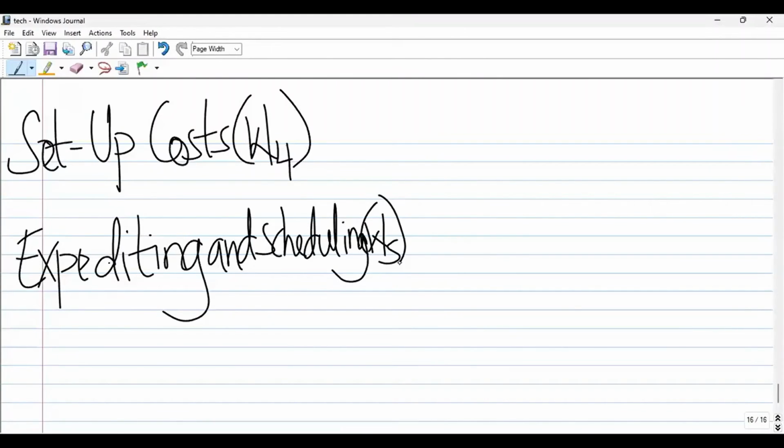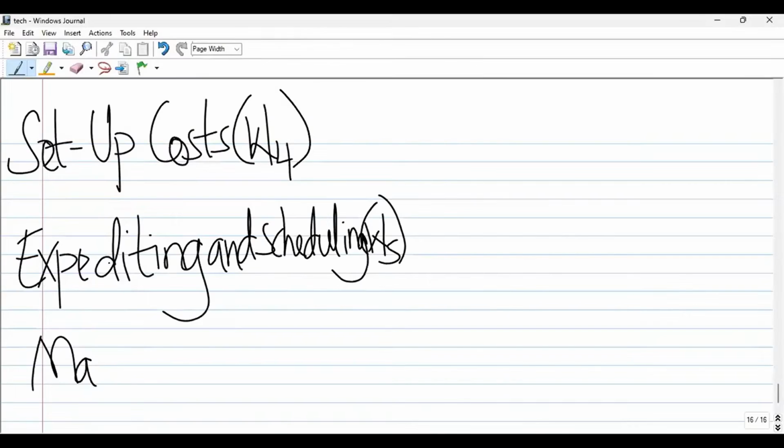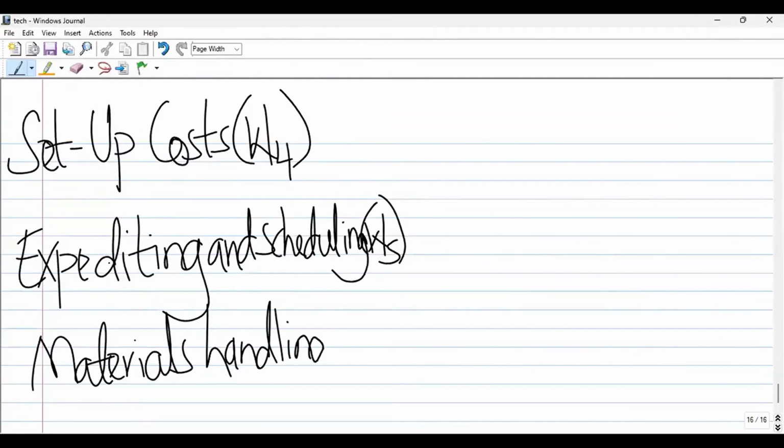We are copying those costs given to us. Next is materials handling. That is the last one. Working 6. Materials handling. Working 6. So all the overheads they gave us, we've listed them, and each of them has its own working.